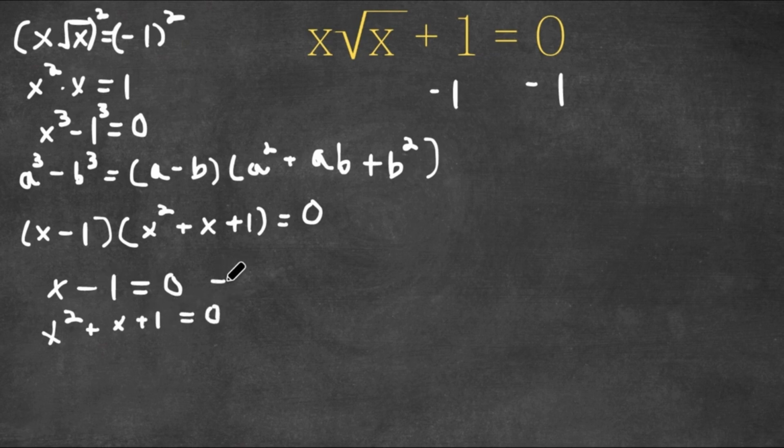For x minus 1 equals 0, this means that x is equal to 1. However, if we plug in 1 for x, we get 1 times the square root of 1, which is simply 1, plus 1 is equal to 0. Well, 1 plus 1 is 2, so 2 is not equal to 0. So this is actually rejected. This does not work.